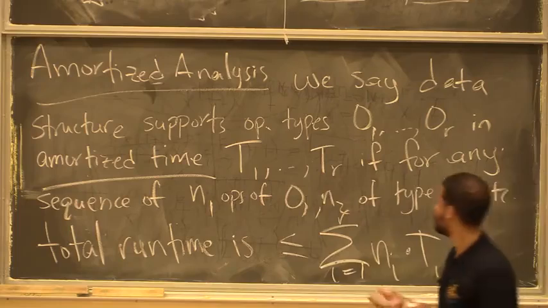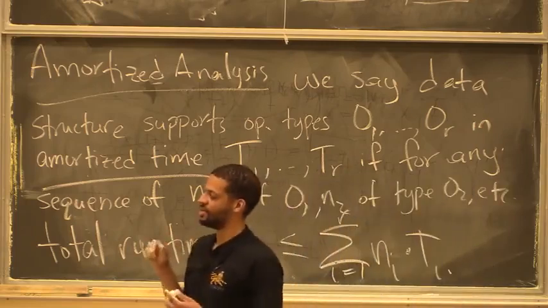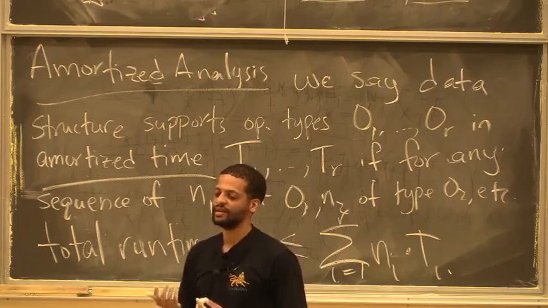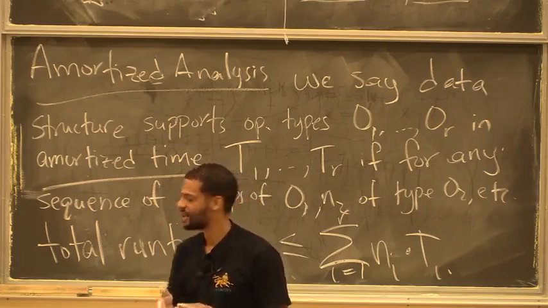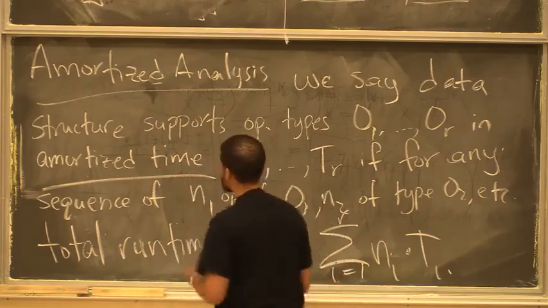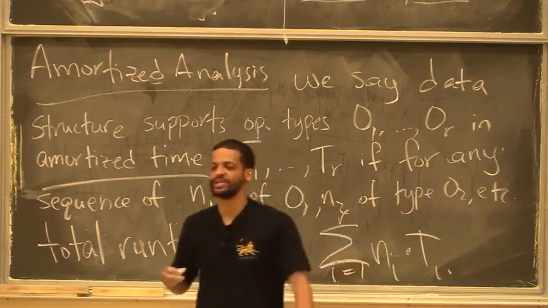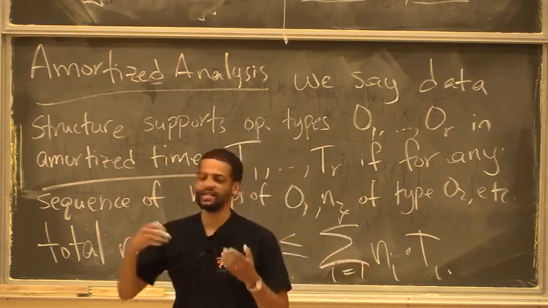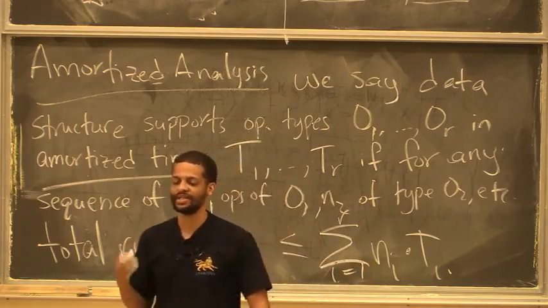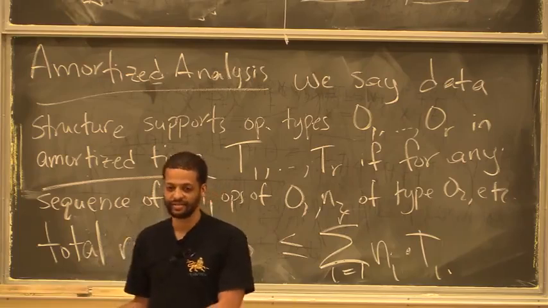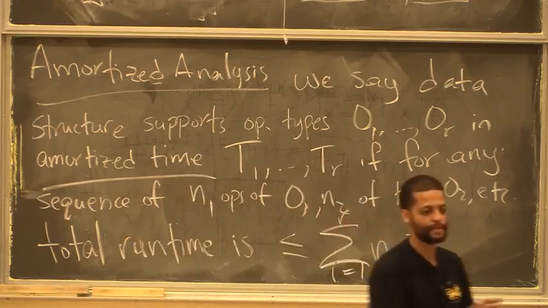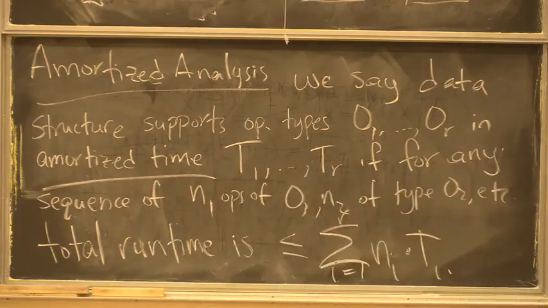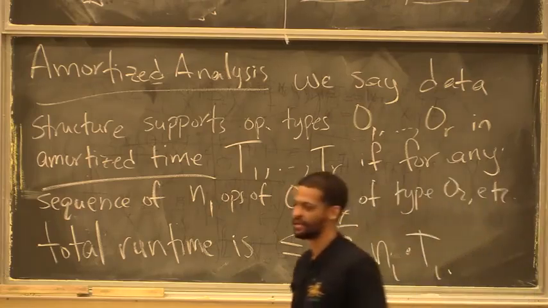For example, when we talked about the union by size heuristic for representing sets as linked lists, I said that any sequence of at most m finds and n make sets and n unions takes time at most m plus n log n. Right? Oh yeah? What's the major distinction between amortized and average runtime? Okay, so I'll get to that. The question was, what's the difference between average runtime and amortized? I'll say something about that in a second.